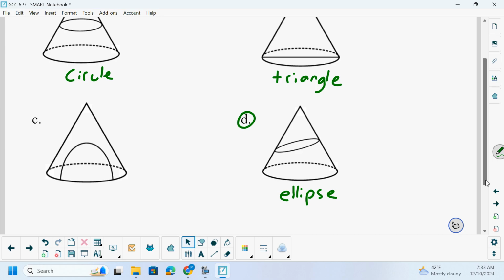Now in C, if we have half of a circle, we would call that a semicircle. So here in this one, we have half an ellipse, so this would be considered a semi-ellipse.